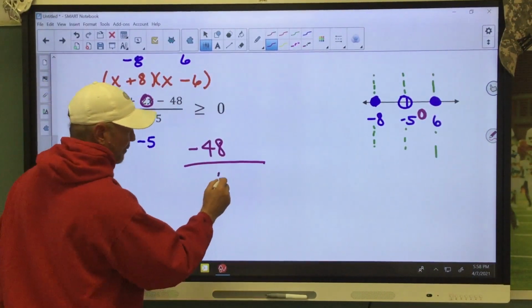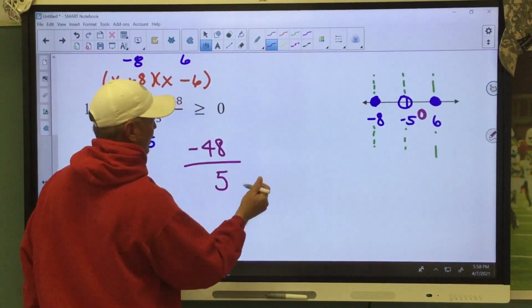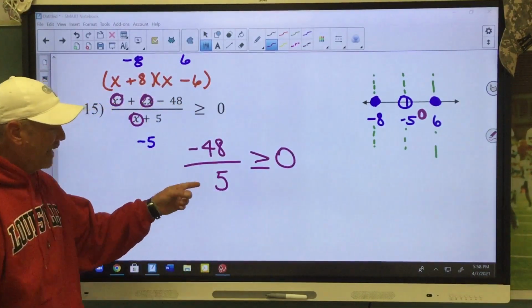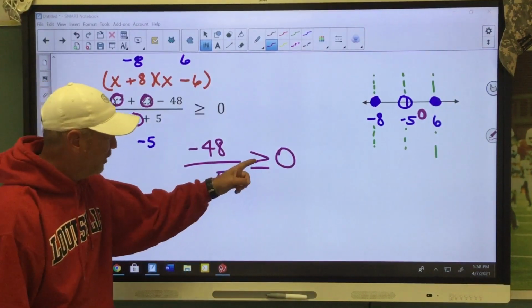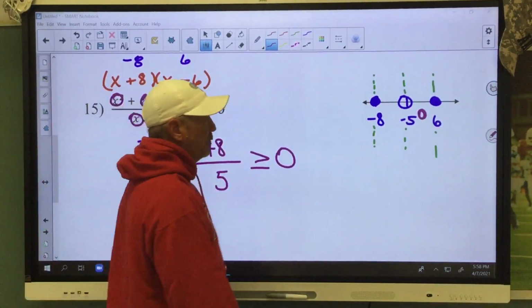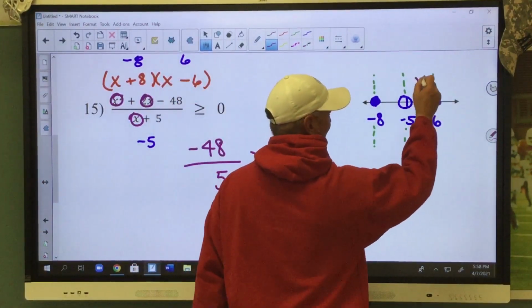Is this negative fraction greater than 0? No, this is not a true statement. So that means this zone is bad.